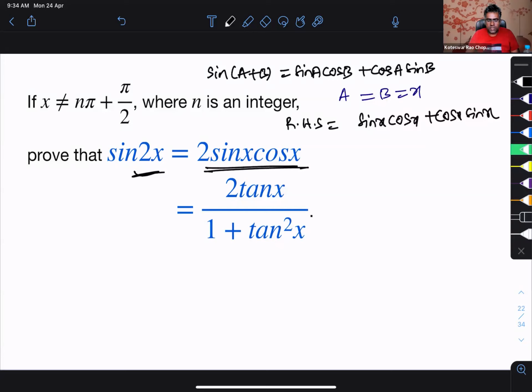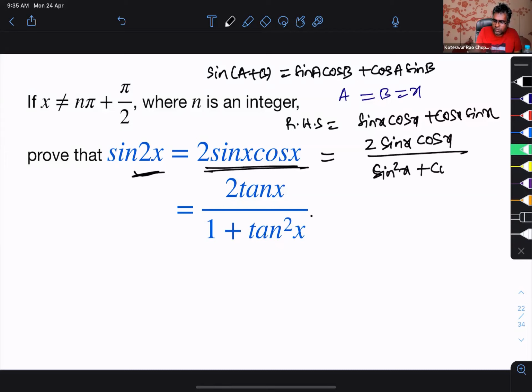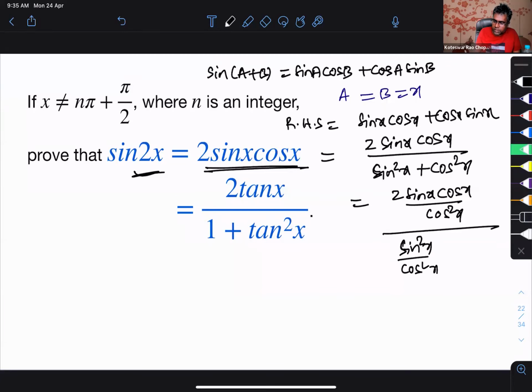And how do we get the last line? Again, you divide by 1. Dividing by 1 is as good as dividing by sine square x plus cos square x. So you divide by sine square x plus cos square x, and then you divide numerator and denominator both by cos square x. So sine square x by cos square x plus cos square x by cos square x, and then you will get this.